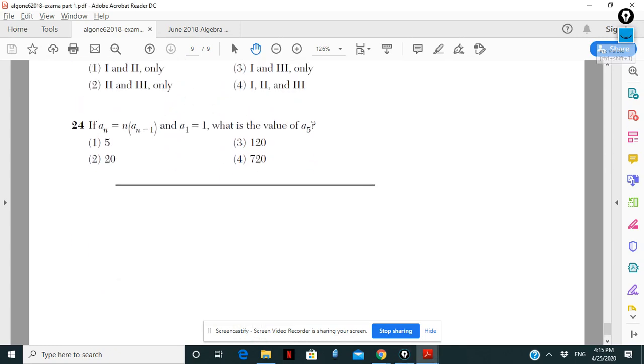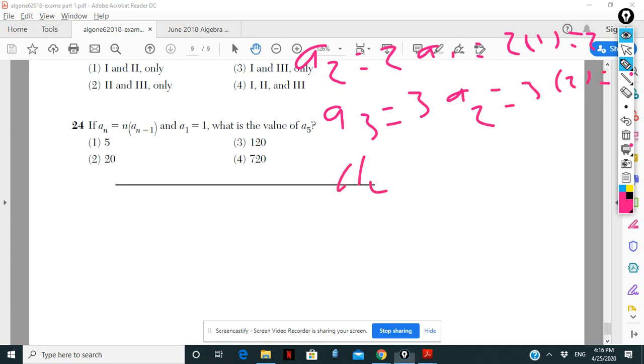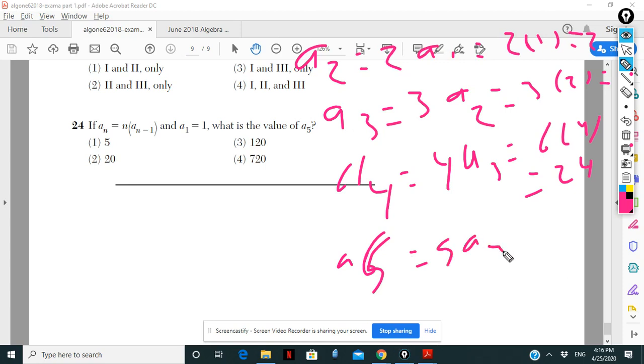Now, the last one. If a_n equals n times a_(n-1) and a1 equals 1, what's the value of a5? So I'm going to plug in. a2 equals 2 times a1, which is 2 times 1, which is 2. a3 equals 3 times a2, which is 3 times 2 equals 6. a4 equals 4 times a3, which is 6 times 4, it's 24. a5 is 5 times a4, which is 5 times 24, giving me 120. So the answer is 3.